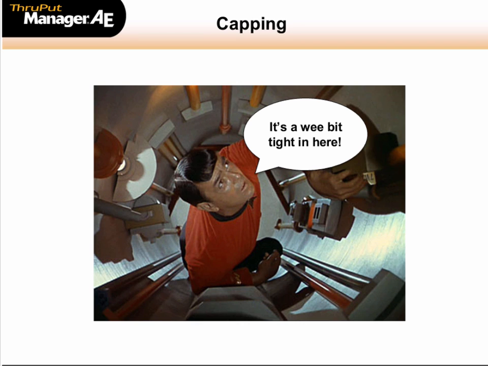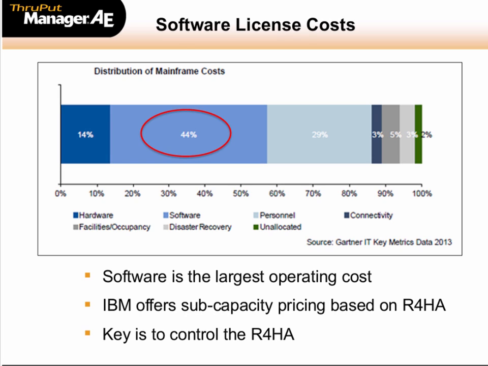Why do data centers cap anyway? Deciding to use capping means making a conscious decision to lower your capacity levels, thus increasing your utilization levels. It seems counterintuitive to performance. Of course, this is why. Software is the largest operating expense in the data center. While subcapacity pricing allows billing based on peak consumption, running without caps means a spike in the rolling 4-hour average can lead to unacceptably high software bills. Caps provide the ability to control this cost, but at a price to performance.